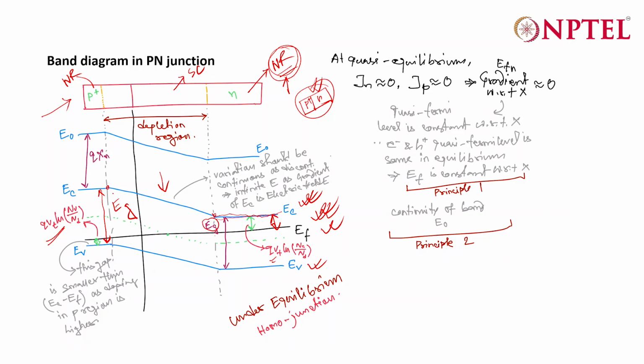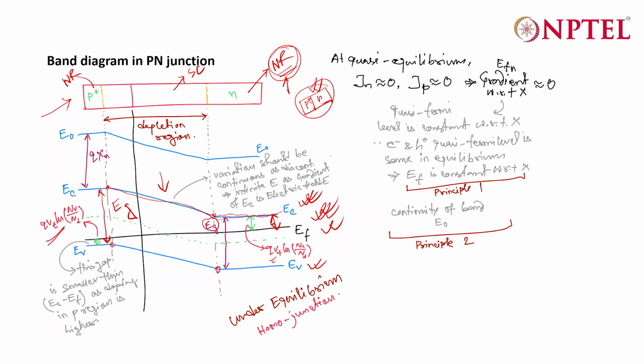So, you can directly connect EC in the P side with the EC in the N side. And then similar to the EC, you can also draw the EV for the depletion region. We already know the bands in the neutral region. For depletion region, just connect it with a continuous line.